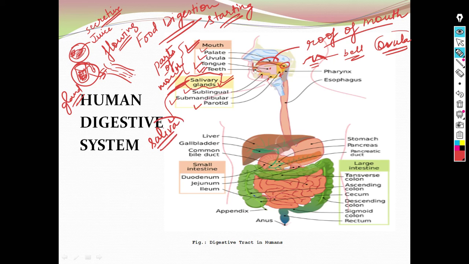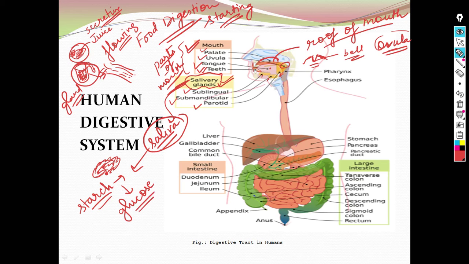So what is the function of this saliva? Whenever you are chewing any food, it helps in breaking down the carbohydrate, okay, which is present here, or the starch which is present here. So if you are chewing food properly, the starch will be converted into glucose.